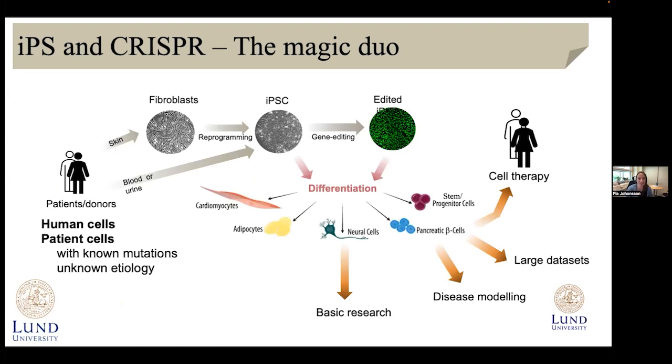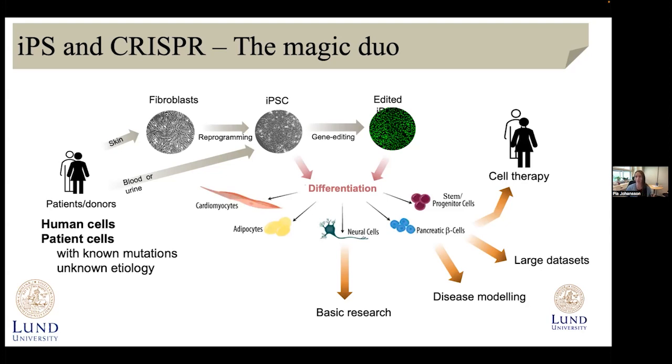Of course, previous speakers have already mentioned this, but iPSCs and CRISPR really is this magic duo. The combination of those two quite revolutionary tools has really even further revolutionized research and potentially moving things into cell therapy. So the importance here, of course, is that you can take human cells and patient cells. Some of them would have no known mutations, but some of them have unknown etiology, and you turn them into iPSCs. You can then edit these cells if you want to, and then you can differentiate them into almost any cell in the body, which of course can be used for basic research, to do disease modeling.